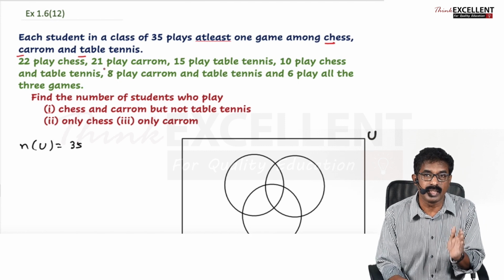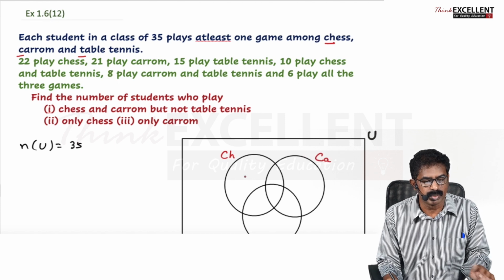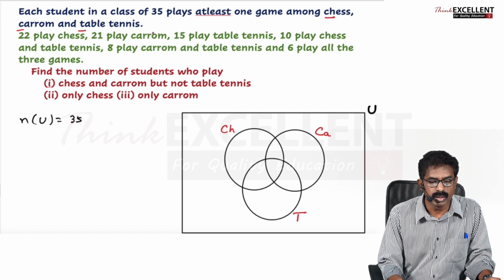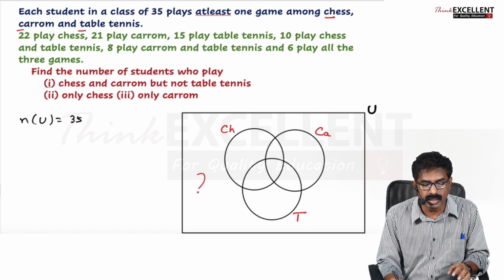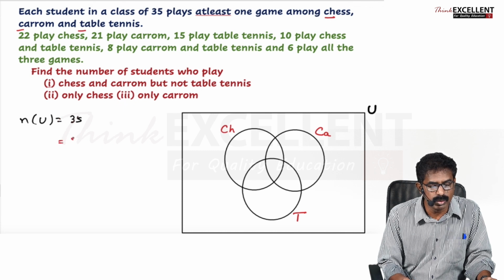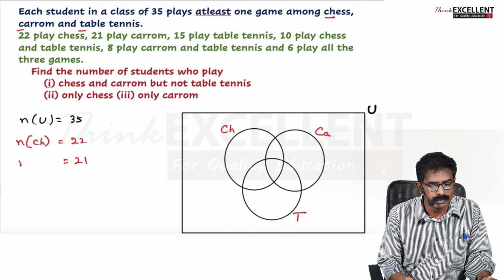Either you can take, let A denote chess, B denote carom, and C denote table tennis, or for our convenience I am writing CH for chess, CA for carom, and T for table tennis. So these are the three sets. Now listen, everyone plays any one of these three, so no one is left out, right? Okay, 22 play chess, so n of CH is 22. 21 play carom, n of CA. 15 play table tennis, so n of T, right?